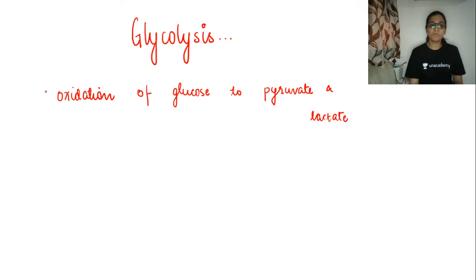This is the simplest definition of glycolysis, that glucose will be oxidized into pyruvate or lactate. Now this glycolysis has got some other name also, and the name is Embden-Meyerhof pathway, or Parnas pathway.